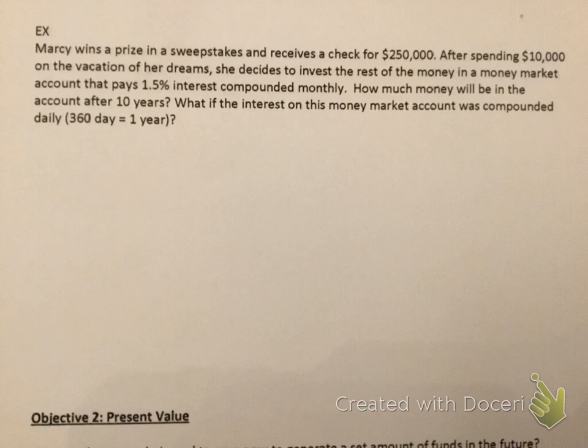So let's read it. Marcy wins a prize in the sweepstakes and receives a check for $250,000. After spending $10,000 on the vacation of her dreams, she decides to invest the rest of the money in a money market account that pays 1.5% interest, compounded monthly. So once again, we see that compounded monthly. We're going to know that we have to use the compound interest formula, which is A equals P times (1 plus r over n) raised to nt. How much money will be in the account after 10 years?